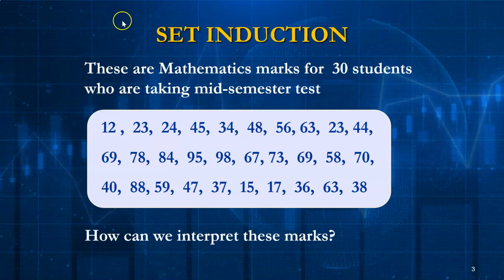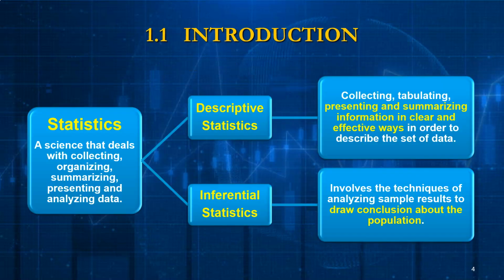So, as an introduction, these are mathematics marks for 30 students who are taking mid-semester tests. So, as you can see, there are 30 marks. So, how can we interpret these marks and how can we explain it to others? So, the answer is by using statistics. Okay. So, what is statistics?